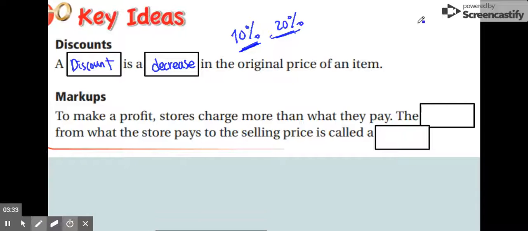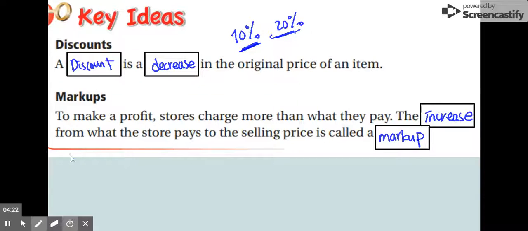Now let's talk about markups. Let's say a store buys a product and they're going to sell it to you. In this process, they are trying to make a profit. So they want to get money. They want to earn money. That's why they buy products with less money, and they're going to sell it with the markups. So that markup is going to be their profit. To make a profit, stores charge more than what they pay. So the increase from what the store pays to the selling price is called a markup.